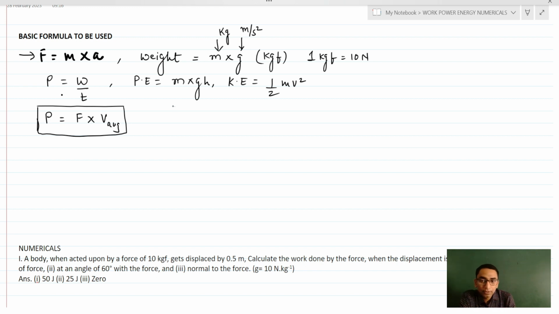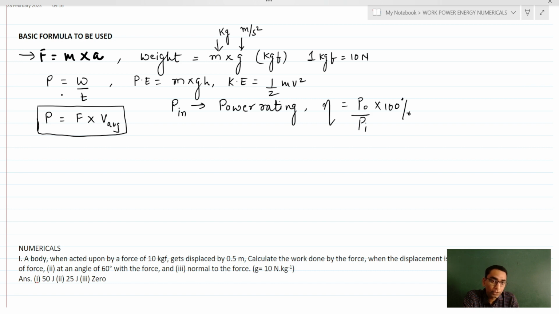Now, whenever I say power input, the word power rating can also be used. Efficiency is equal to power output upon power input times 100%, or you may use work output upon work input times 100%. So these are some basic formulas, and there may be some more formulas that may come into the picture. But as we discuss the numericals, I will also keep on discussing them.